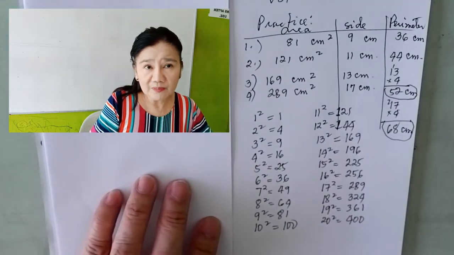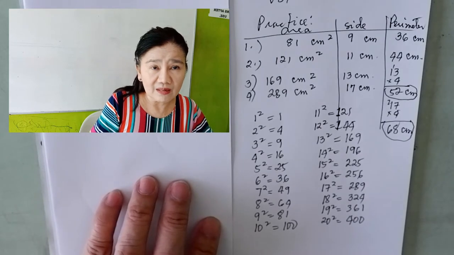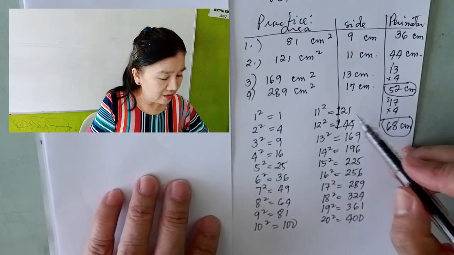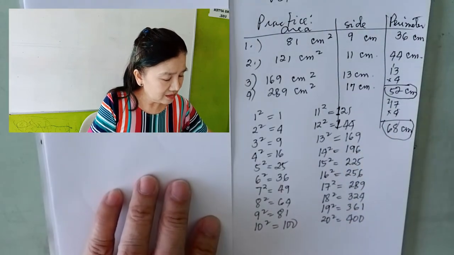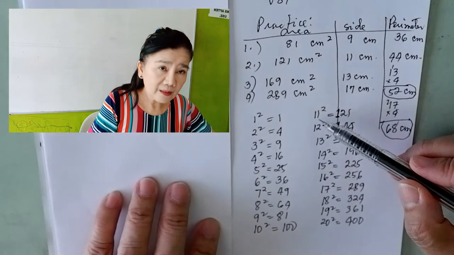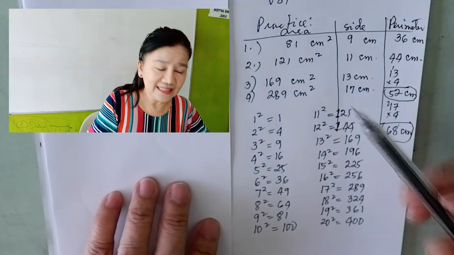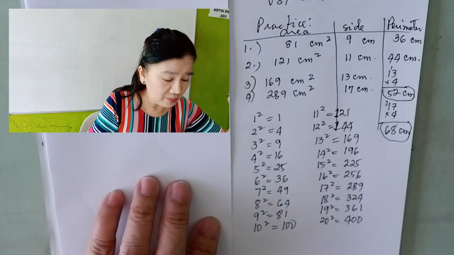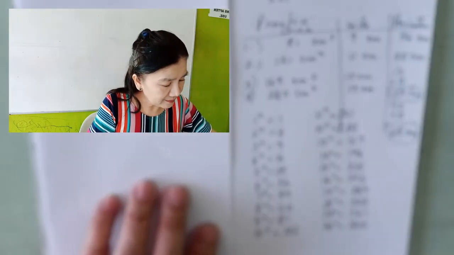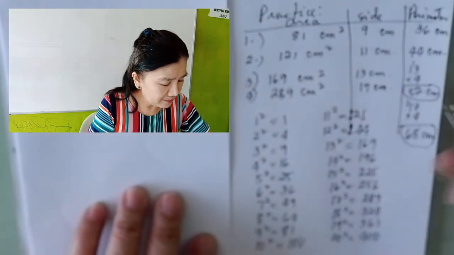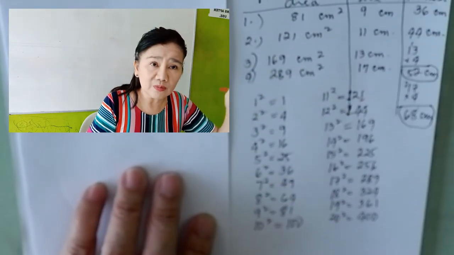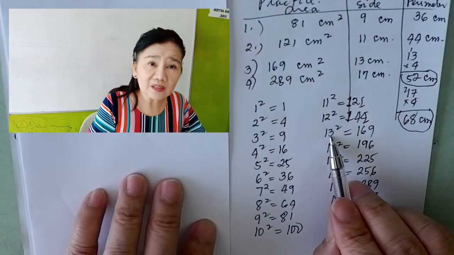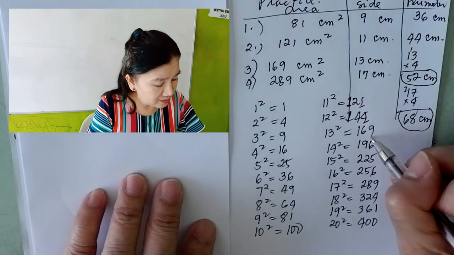Now, let me teach you a technique on how to remember the squares of the large numbers like this. Like this one, 11. You look at the last digit. 11 times 11, so the last digit will be 1 times 1 is 1. No? The last digit is 1. When you multiply 12 times 12, 2 times 2 will give you a last digit of 4. See? 13, 3 times 3, the last digit will be 9.